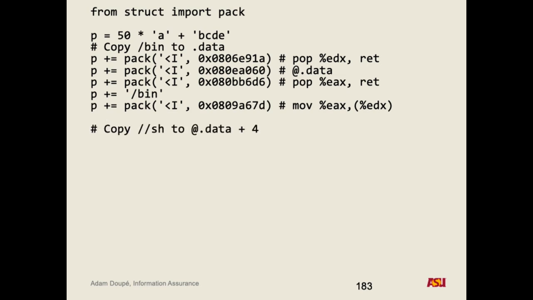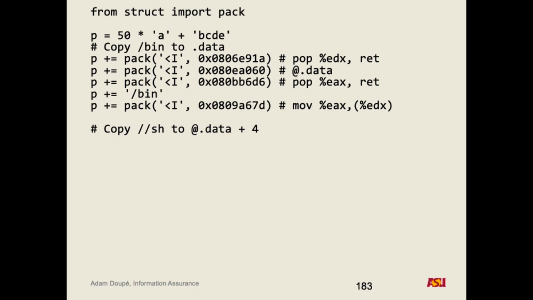Now we have a problem, we need to copy //sh. Why do we need to do that? We need 4 bytes. All these copy and move instructions are 4 bytes. And on Unix, if you add as many slashes as you want, it doesn't matter. So that's a little trick that we use here.